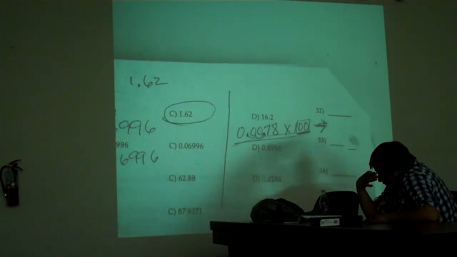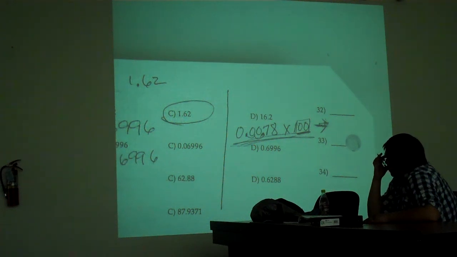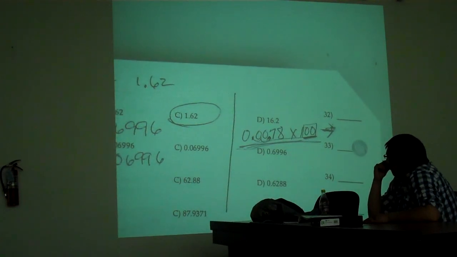This is not actually on your test. There just wasn't one like that, but I want you to be ready in case there is one. Times 1,000, you would move it 3 times, right? Okay, if it's 2 zeros, move it twice.